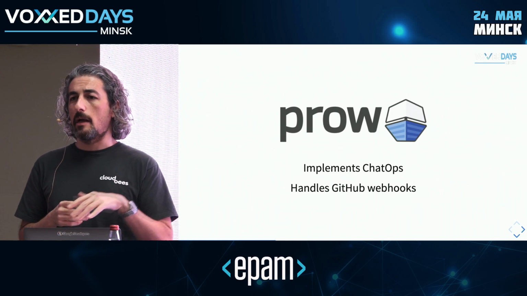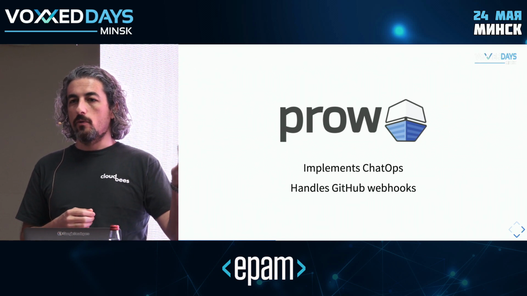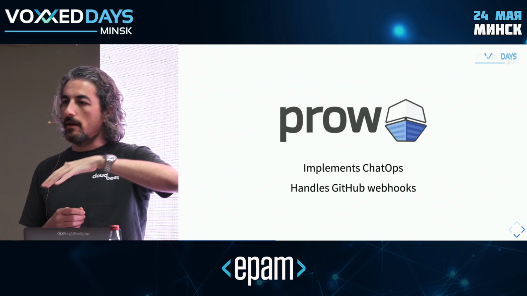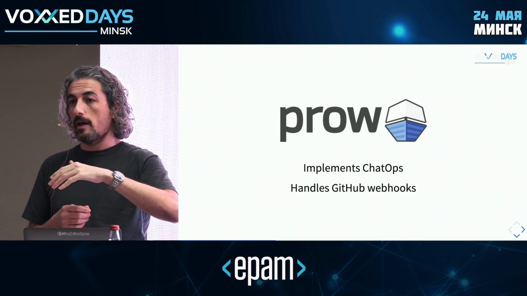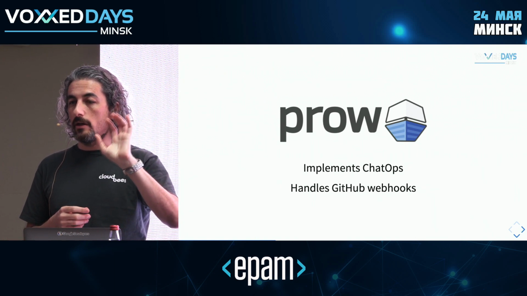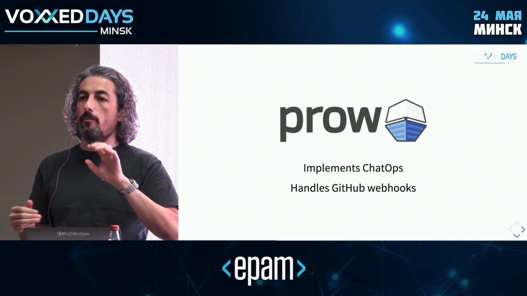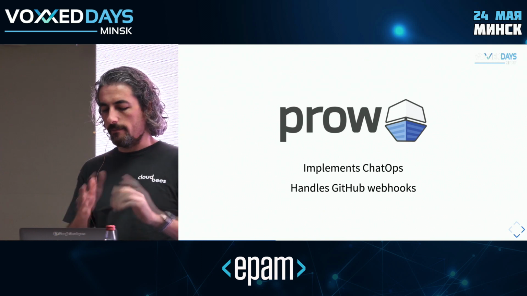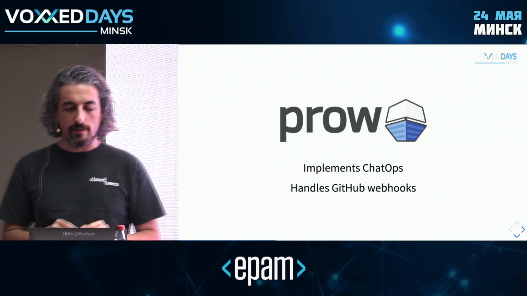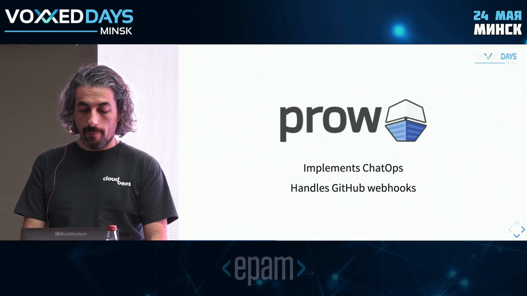And it handles the GitHub webhooks. So whenever GitHub sends a webhook request, Prow takes that and converts it into creating these Tekton pipelines. So I guess it's going to be easier to understand in a demo.